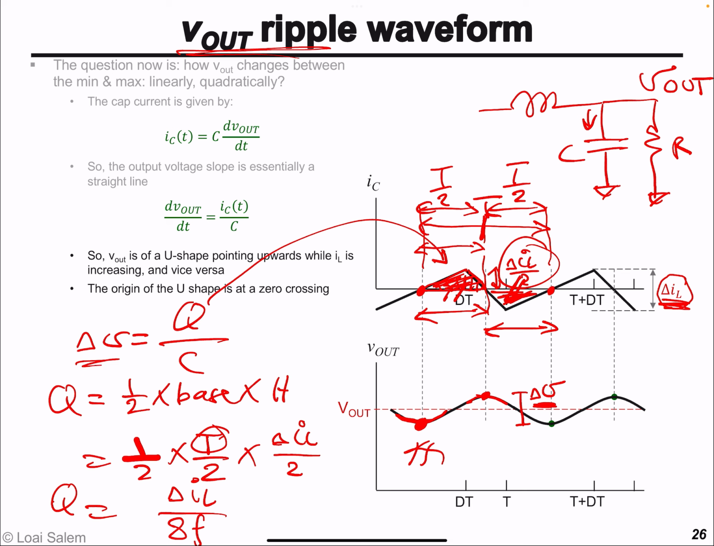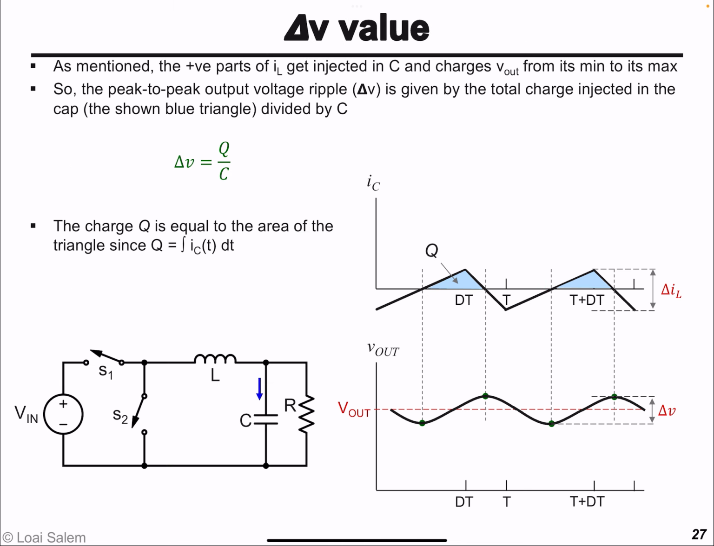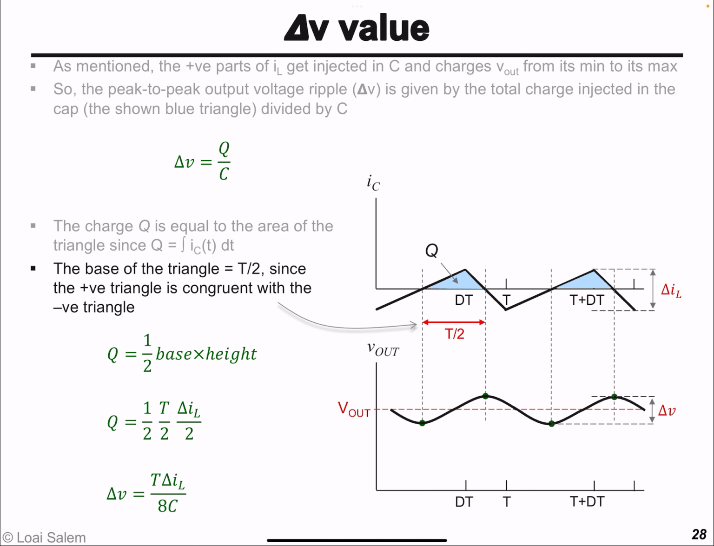And so delta V will be this expression for Q just divided by C, and that's the value of the peak-to-peak value of the output voltage ripple. Now, what is the value of delta IL from the last video? Delta IL is the DC value of the output voltage, times 1 minus D, divided by F times L, the frequency times the inductance.